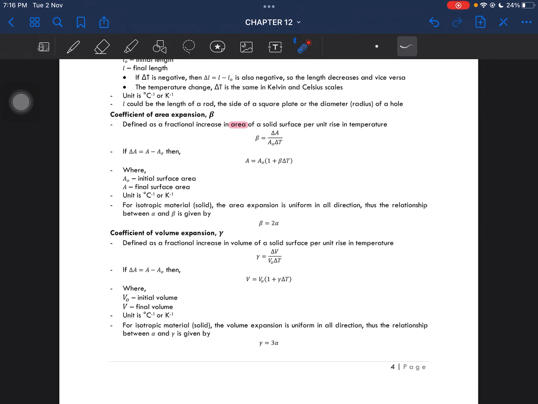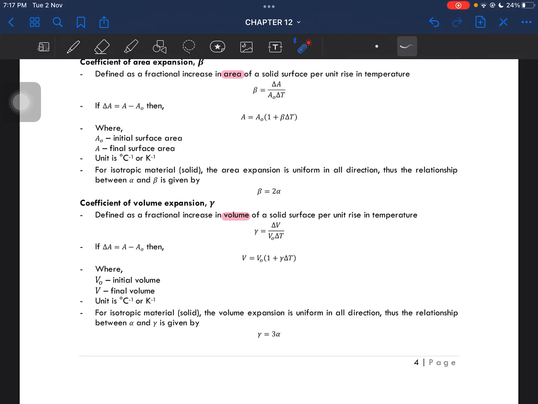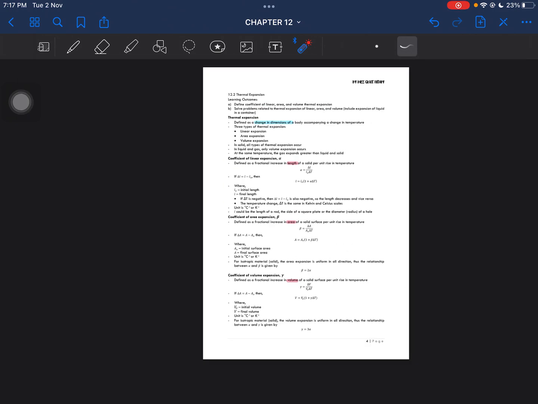Beta is equal to 2 alpha. And lastly, the coefficient of volume expansion, gamma, is defined as the fractional increase in volume. So this one is in volume, and mathematically it can be written as this one. Instead of delta A or delta L, it is now delta V. I forgot to change this one because I just copied it, but I'll change it later for your notes. And the relationship between alpha and gamma is shown here. Gamma is equal to 3 times alpha.